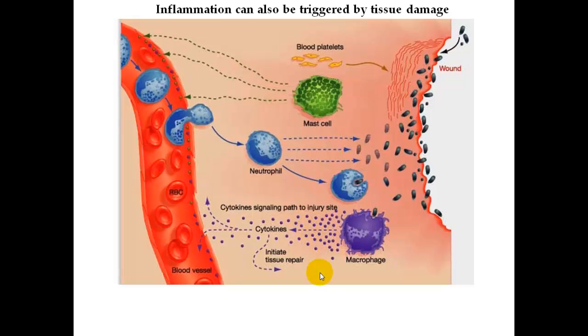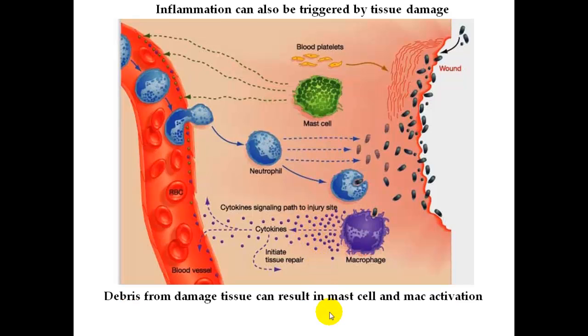So let's just mention that here as the take-home point: tissue damage can also induce inflammation, kind of like bacterial infection can induce inflammation. The reason why tissue damage can induce inflammation is because the debris that is released as a result of that tissue damage can bind to mast cells and to macrophages in order to cause those cells to become activated.